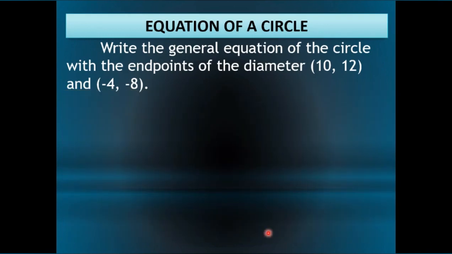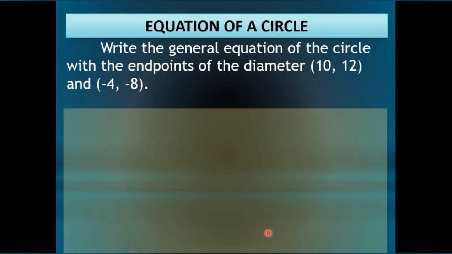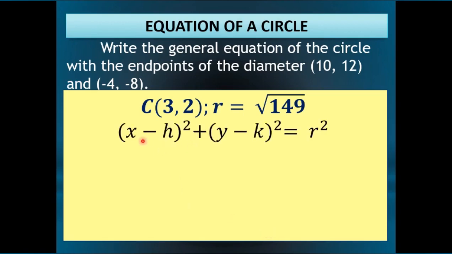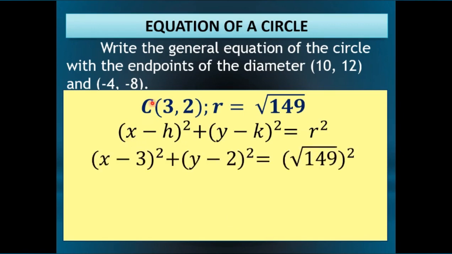So we have already found out the values of h and k, or the coordinates of the center, and the length of the radius. We can now identify the general equation of the circle. So using the center radius form, we have to substitute the values. Our h is 3, our k is 2. So we have the square of x minus 3 plus the square of y minus 2 equals r squared. Our r is square root of 149, and then we square it. And then we simplify this. So we'll have the square of binomials.